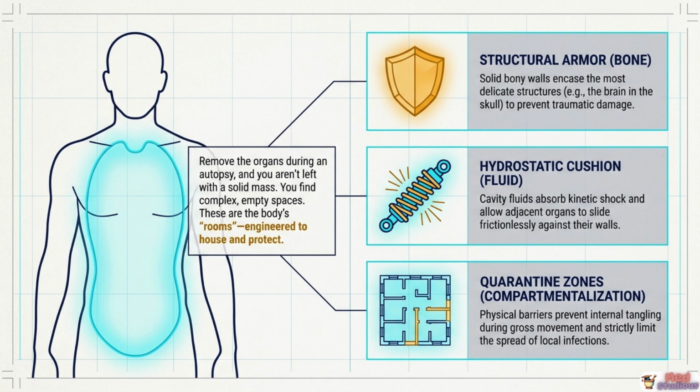Third, these spaces act as quarantine zones. Physical barriers tightly compartmentalize the body to prevent internal tangling during gross movement and strictly limit the spread of local infections. Without these quarantine zones, a simple stomach infection could easily spread directly into the chest cavity.